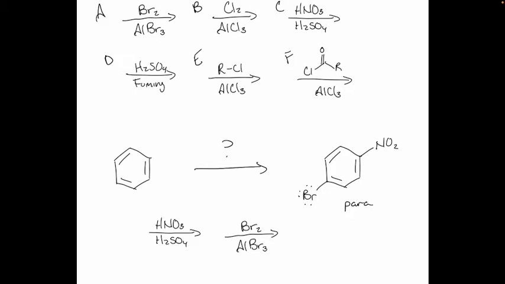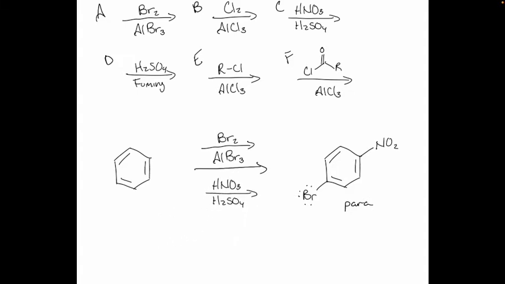All right, that means that the first thing I need to do needs to be that ortho-para director. I need to put the ortho-para director on there first, because that'll direct that incoming substituent to that para position. So in this case, the first thing I'm going to do is my bromine reaction, because bromine is an ortho-para director. So if I stick that on there first, it will direct the incoming nitro group. All right, so 1, 2. We'll direct that incoming nitro group to the para position.